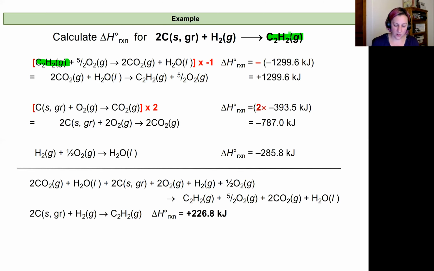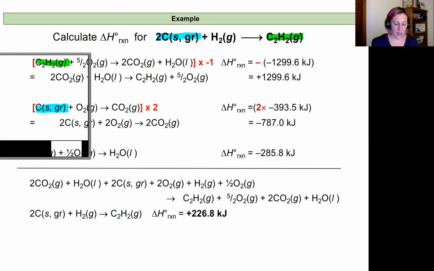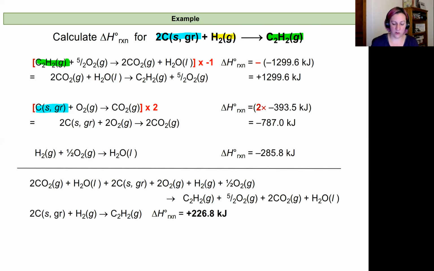I'm also going to focus on the carbon right here. I've got 2 carbon with graphite, and I have that in my second equation. So that's good. And then the last one I'm going to focus on is this hydrogen gas, and I can find that in my third one. And it's not anywhere else. So I need all 3 of these reactions to solve that problem. Once I identify where I can get these reactants and products from for the reaction I'm interested in, I can go about manipulating the chemical equations of the steps to get to that reaction. That way I can manipulate this into being the equation I want.